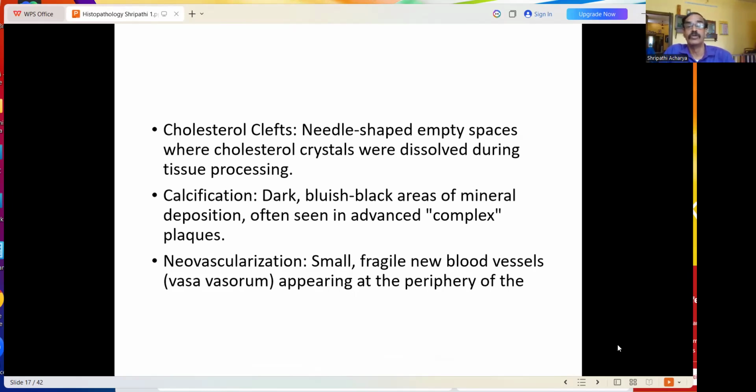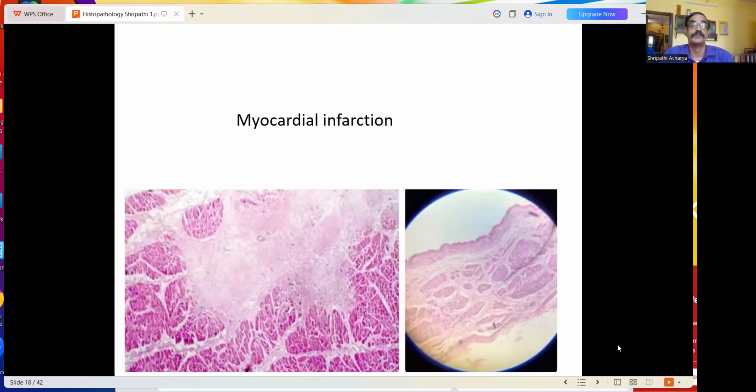Calcification, dark bluish black areas of mineral deposition, often seen in advanced complex plaques. And neovascularization, small fragile new blood vessels, vasa vasorum, appearing at the periphery of the area. Next is slide of a patient of myocardial infarction.